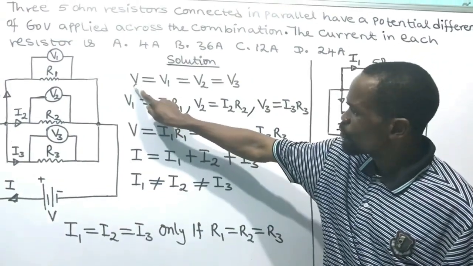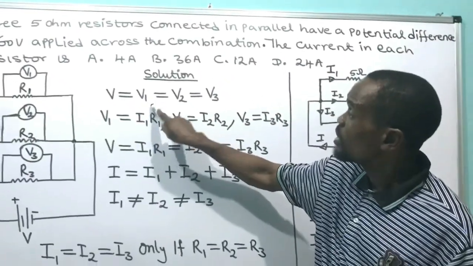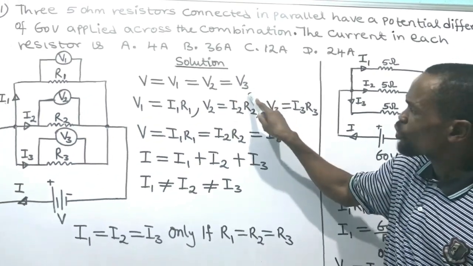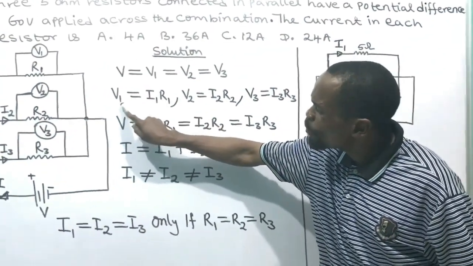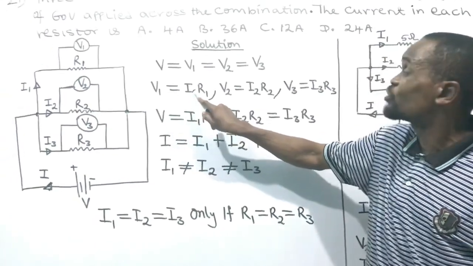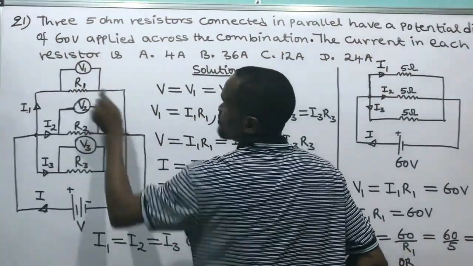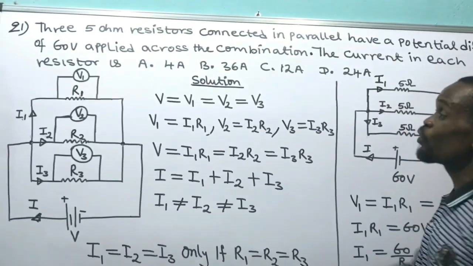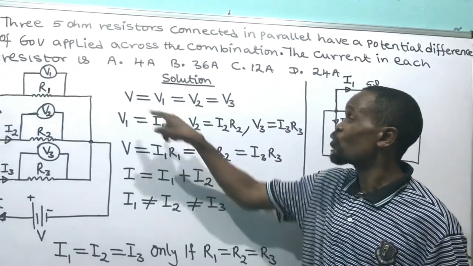V, which is voltage supply, is equal to voltage drop across resistance 1 and is equal to voltage drop across resistance 2 and equal to voltage drop across resistance 3. And I come back to tell you why the voltage drop across resistance 1 is equal to resistance 1 times current 1. Look at it. This current now times this man will give you voltage drop. This is what this man will read. That's what voltmeter 1 will read: current 1 times R1.